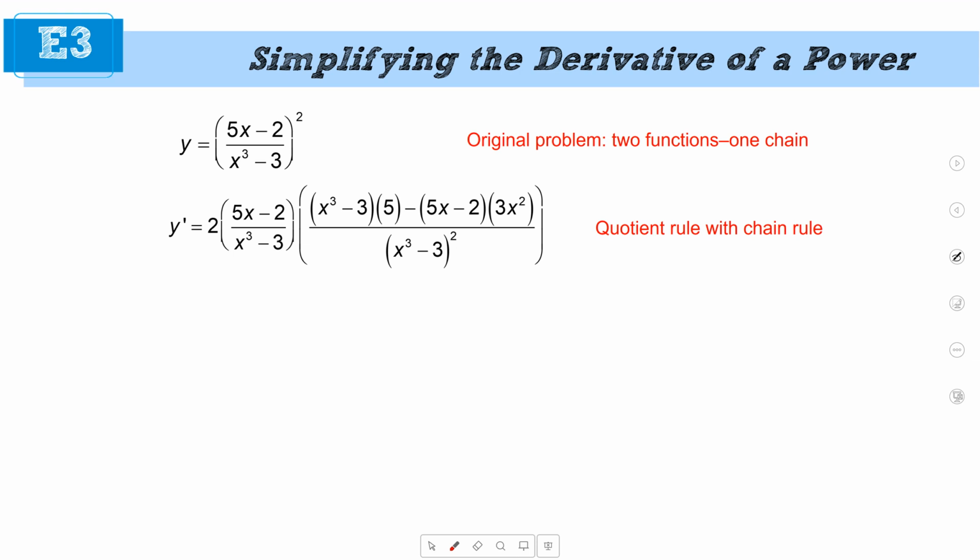The only reason I included this is because I want to start talking about what you need to do to simplify derivatives. And like I said, simplify numerators, don't simplify denominators. Is there any part of that that you don't follow? Okay, so the first part, the 2 times the quantity 5x minus 2 over x cubed minus 3, is the derivative of the squared function. The last big set of parentheses is the quotient rule for that function inside.